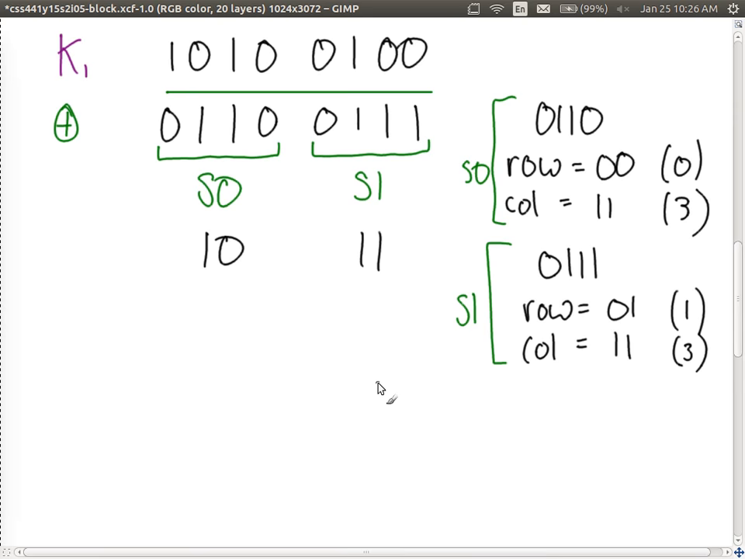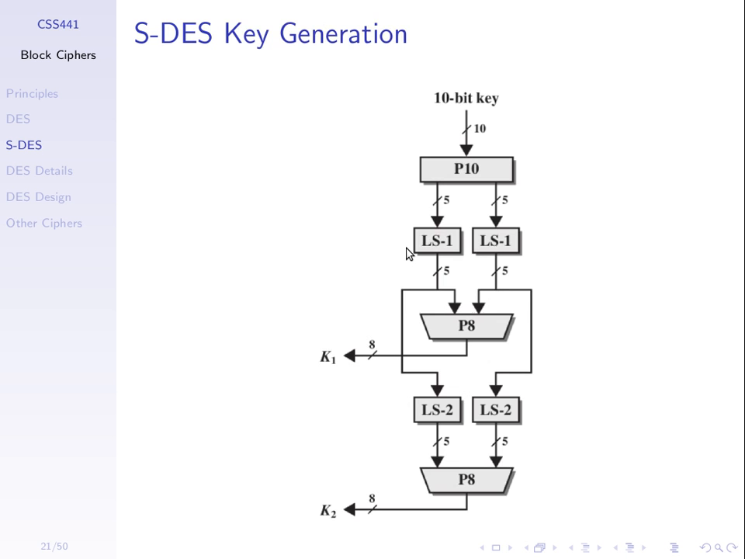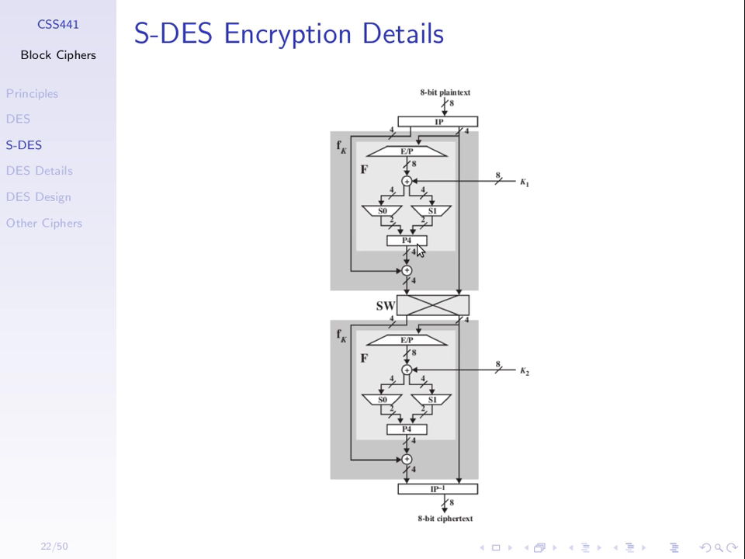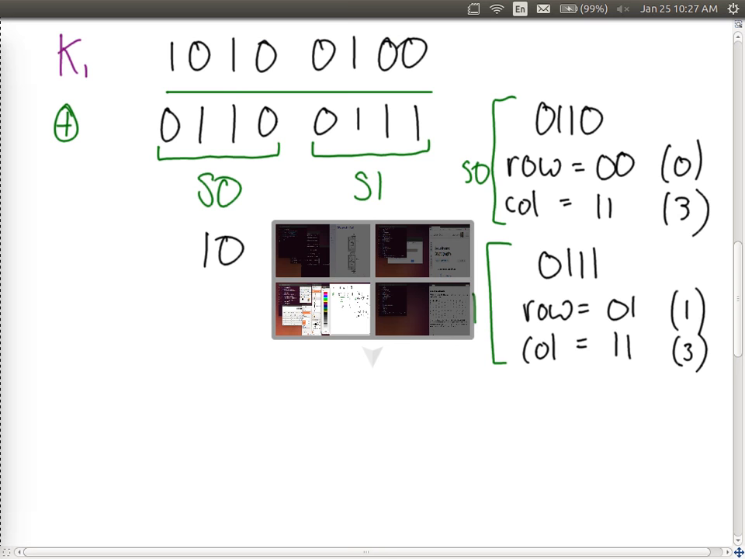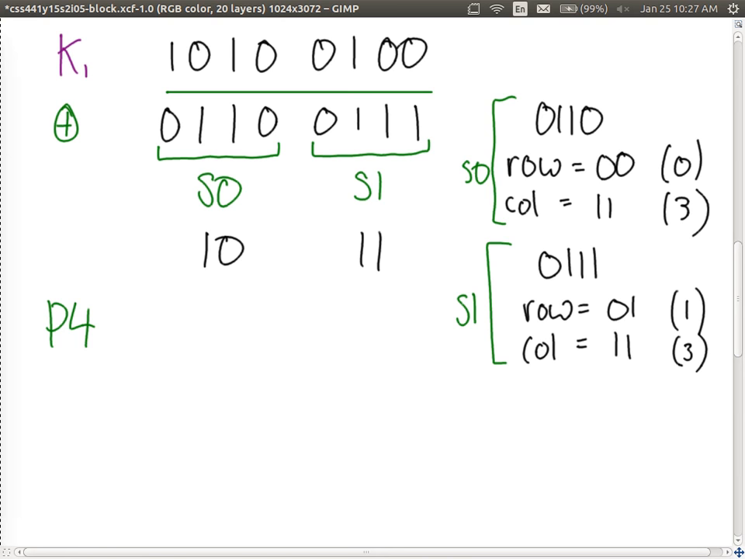We have four bits. We're at this point. We pass into P4, which rearranges those four bits. P4 is defined as 2431. We have four bits, 1, 2, 3, 4, and rearrange them so we have 2, 4, 3, 1. So we treat those four bits together, and we get 0, 1, 1, 1.